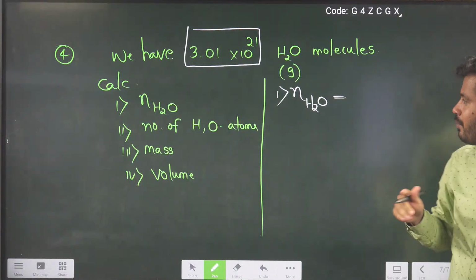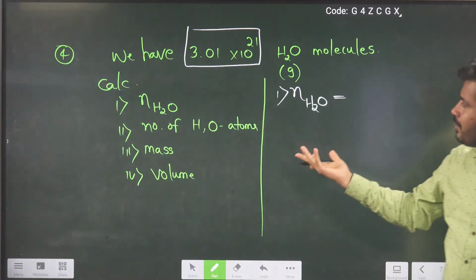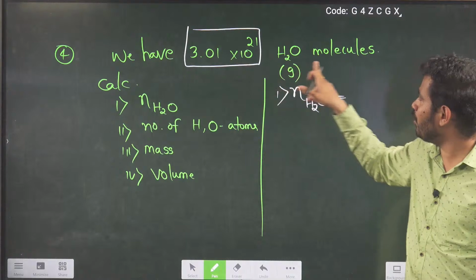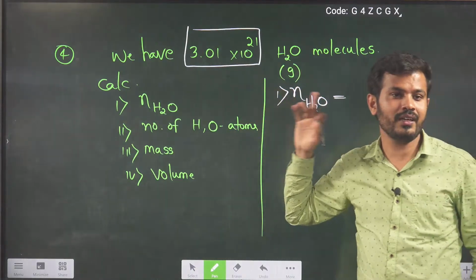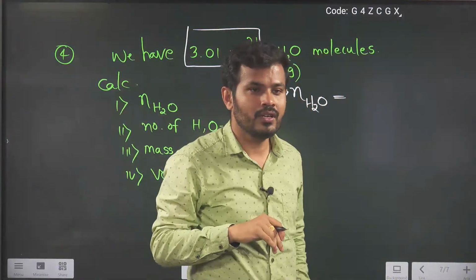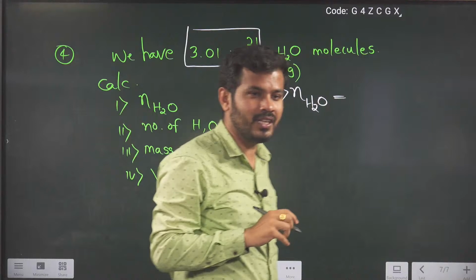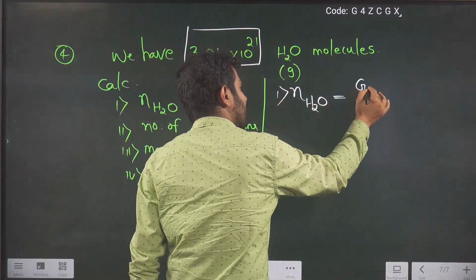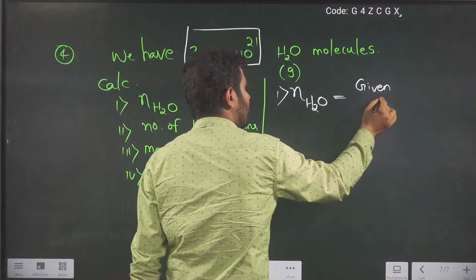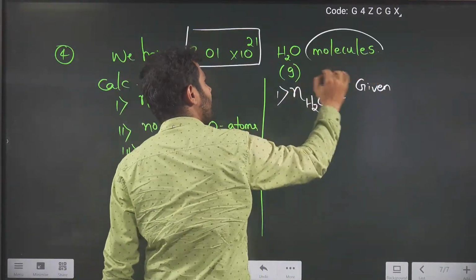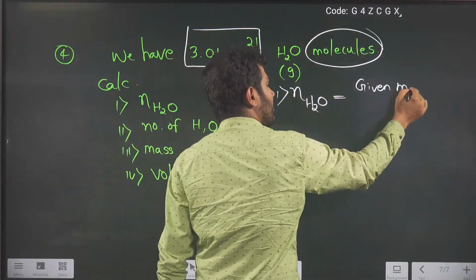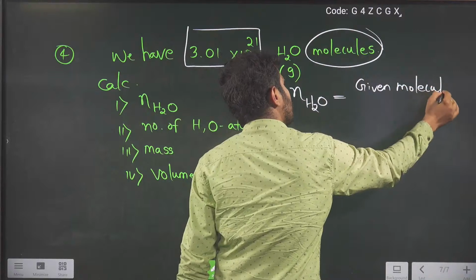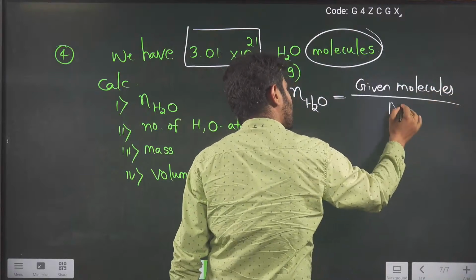Sandeep, mass is not given here. Where is the mass given? They have given only these many molecules. Given mass is not there in the question. Given particles by Avogadro number. Satakshi Rai, very good. So number of molecules is given, number of particles. What particles have they given? They have given molecules. Given number of molecules, given molecules by Avogadro's number.